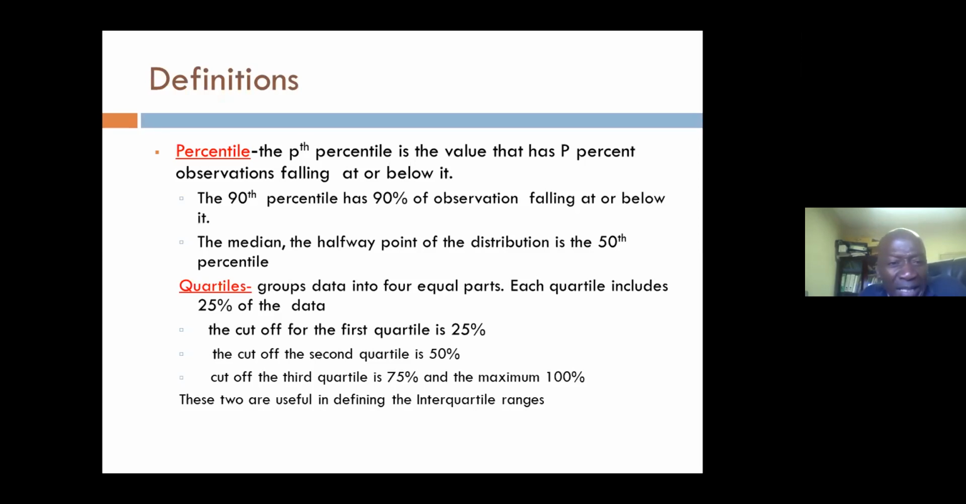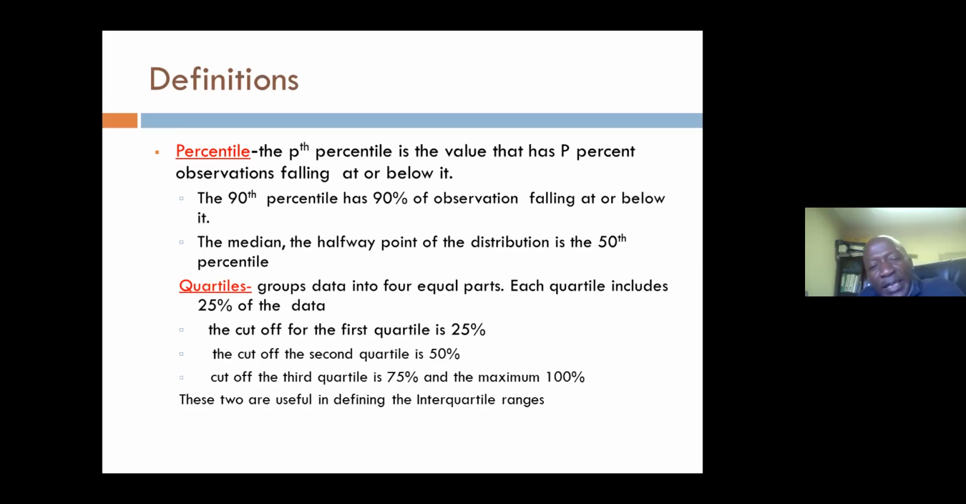Percentiles also help us understand the amount of variation in a given data set. Percentile comes from the word percent, which is 100, so dividing a data set into 100 equal parts. A percentile is the value at or below which a given percentage of observations fall. So the 90th percentile in a given data set means that 90% of the observations fall at or below that 90th percentile value.